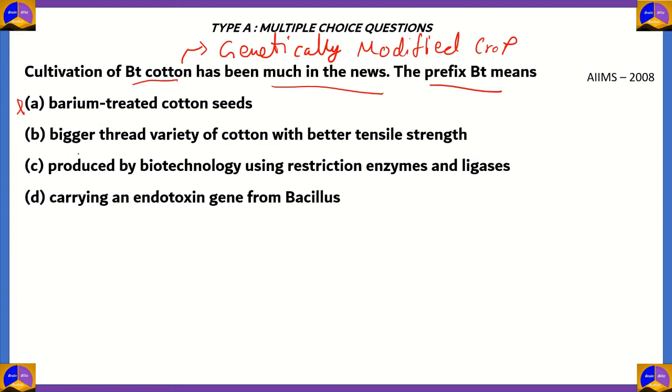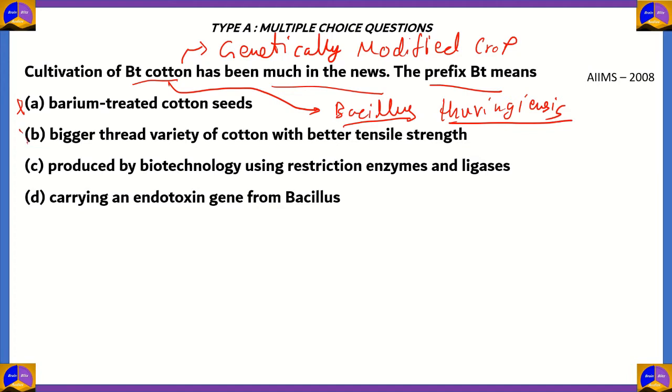Option B, bigger thread variety of cotton with better tensile strength. Bt cotton is encoded with genes from Bacillus thuringiensis, which provides it immunity against pests. So therefore option B is incorrect. And option C, produced by biotechnology using restriction enzymes and ligases. Yes, that is true, but that is not the reason why we use the prefix Bt. So option C is incorrect.